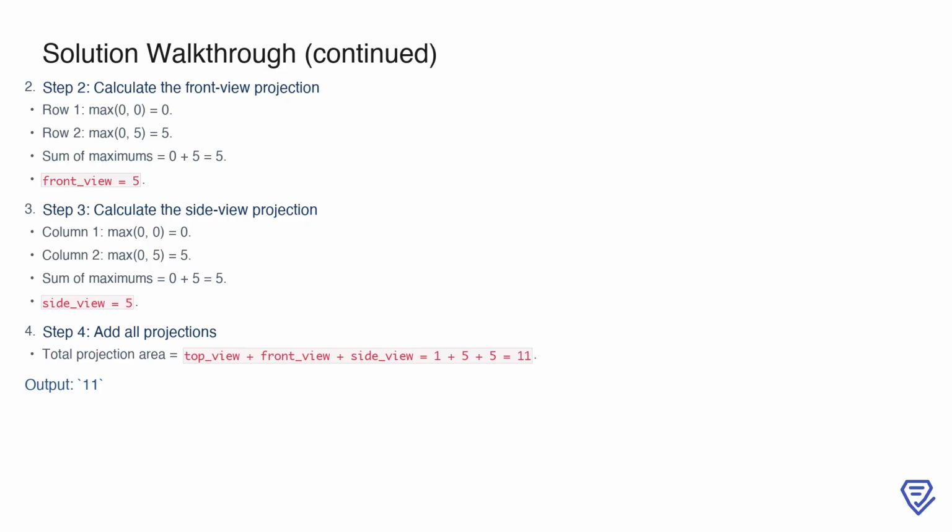Finally, we calculate the total projection area by adding the top view, front view, and side view projections. Adding 1, 5, and 5, we get 11. Therefore, the total projection area for this sparse grid is 11.